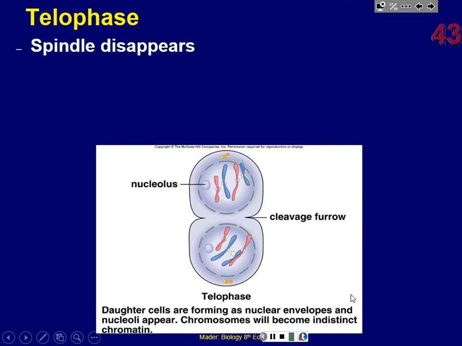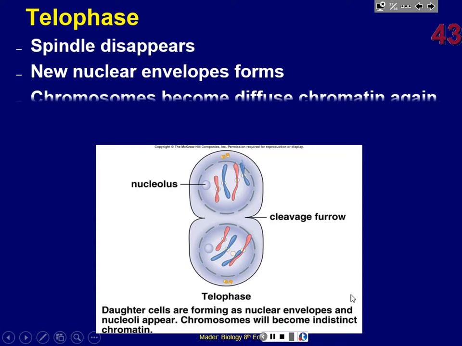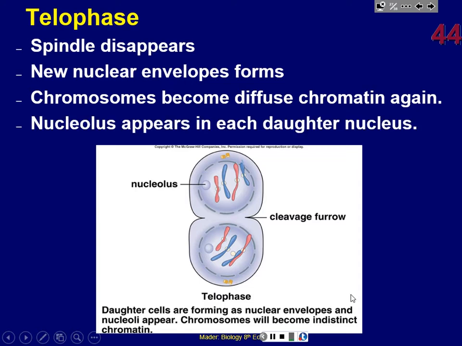So in telophase, our spindle's going to disappear. Remember, it showed up in prophase, right? So it disappears in telophase. Our new nuclear envelopes are going to form around our two nuclei. Our chromosomes are going to become diffuse chromatin again, single-stranded, and our nucleoli come back. So that is telophase. And then we have two new cells.